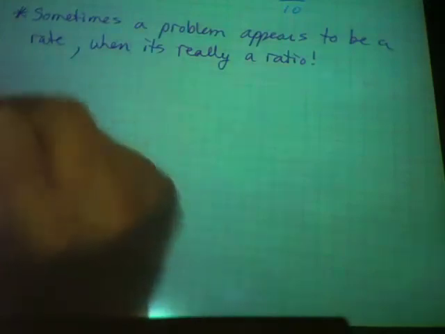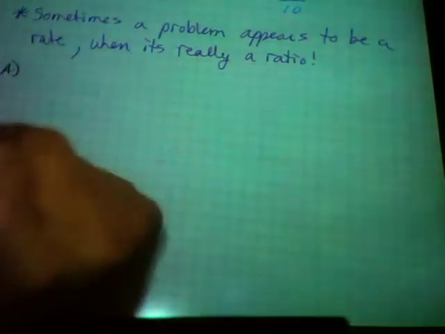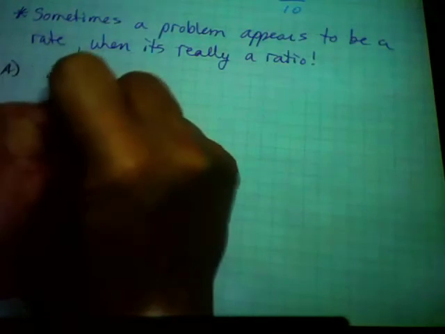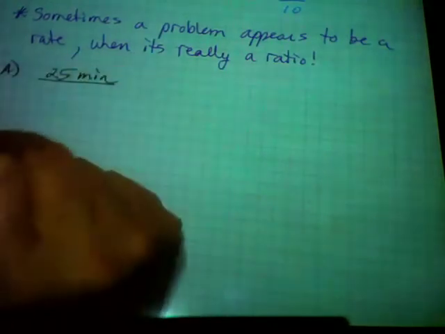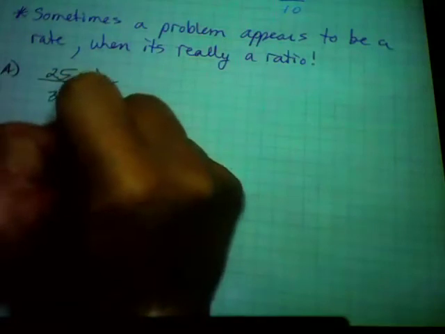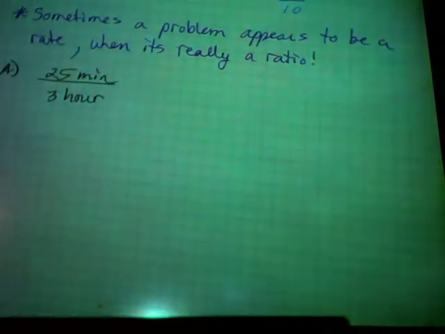All right, so example A, 25 minutes per 3 hours. That looks like 2 different units of measure, doesn't it? But can't you convert minutes to hours or hours to minutes? Okay. And because of that, I'll be able to get my hours and minutes to cancel out. How many minutes are in an hour? 60. Okay.